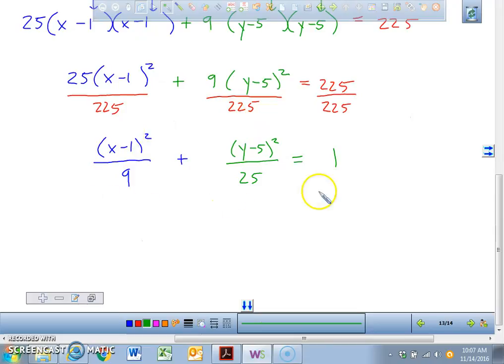Now, if you guys left it like this, I would not mark it wrong. It really doesn't matter which order, but I need you guys to understand that this is your a squared, and this is your b squared. Your a squared is not the first one. A squared is always going to be the what? It's always going to be the biggest.